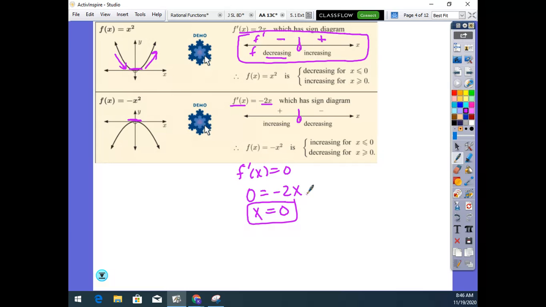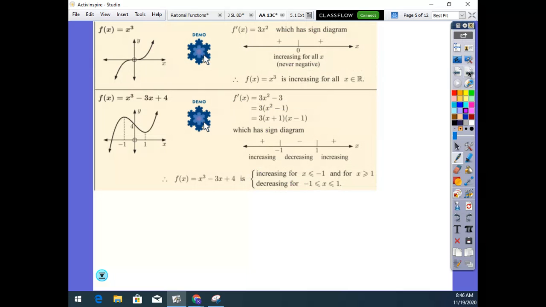And if I plug in a number to the left of 0, like negative 1, negative 2 times negative 1 is a positive value. When f prime is positive, f is increasing. Then we would pick a number to the right of 0, positive 1. Negative 2 times positive 1 is a negative number, so then f is decreasing. So this shows the graph, and this is the algebra. Sometimes it just depends on what you're looking at.